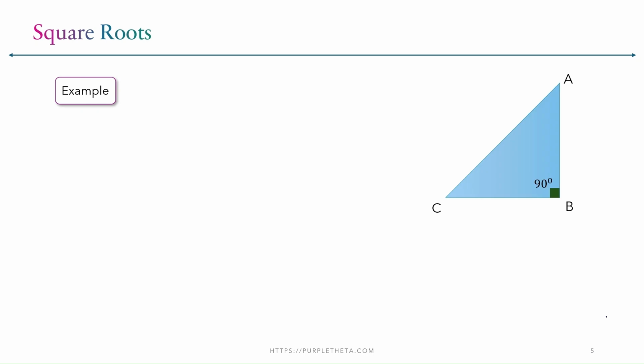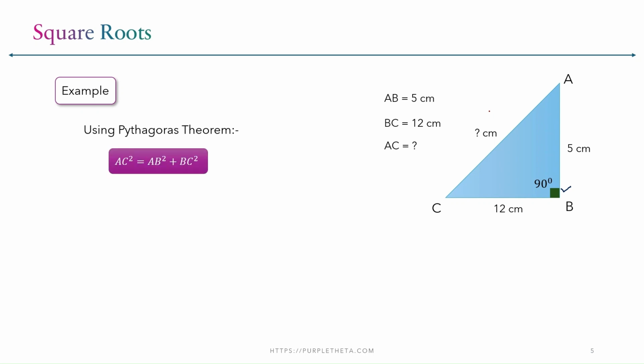This time let us consider a right angled triangle. Suppose triangle ABC is right angled at B. Let us say AB is equal to 5 centimeter, BC is equal to 12 centimeter, and we need to find the third side, that is AC. From the Pythagoras theorem, we know that AC square is equal to AB square plus BC square. Now we substitute the values, that is AC square is equal to AB is 5 centimeter. It is given in the question.